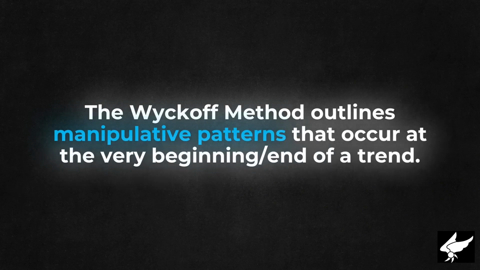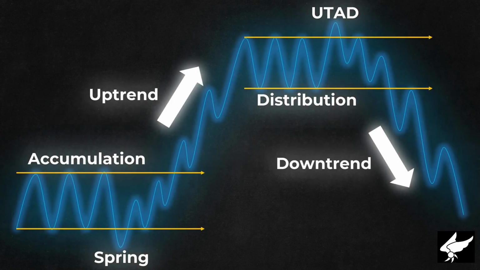This manipulative maneuver is created by larger traders that have enough capital power to nudge price in certain places and enough power to absorb supply or demand in certain places to steer price action in their desired direction. The movement at the end of a downtrend is called spring, and the movement at the end of an uptrend is called upthrust after distribution.